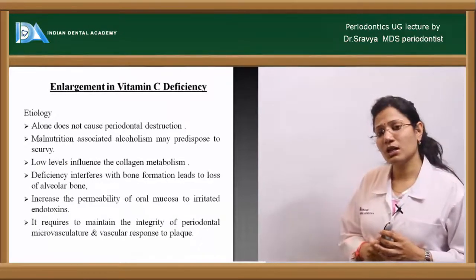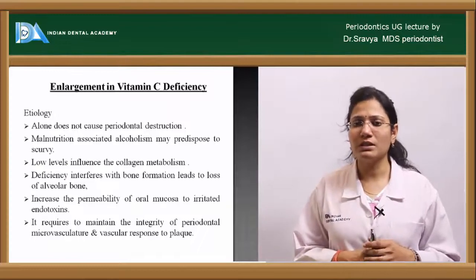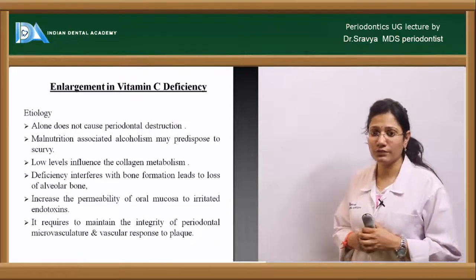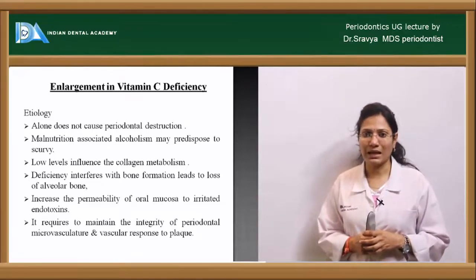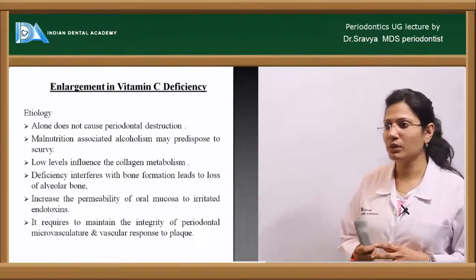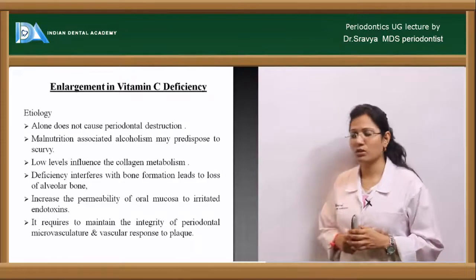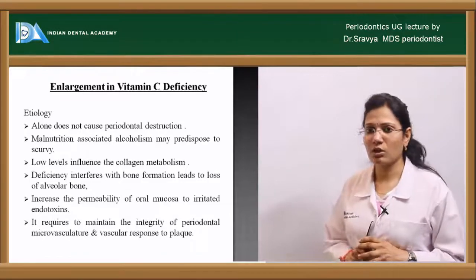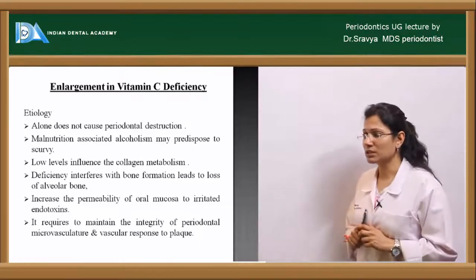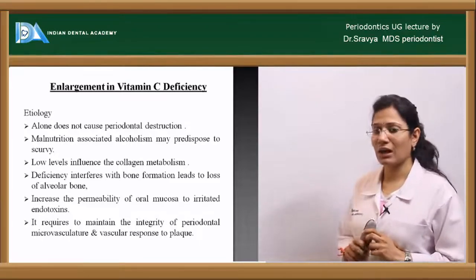Now, enlargement in case of vitamin C deficiency. Vitamin C deficiency is what is called scurvy, and vitamin C is also referred to as ascorbic acid, and it is a water-soluble vitamin. Alone, it does not cause any periodontal destruction. Malnutrition associated with alcoholism may predispose to scurvy. Low levels influence the collagen metabolism.